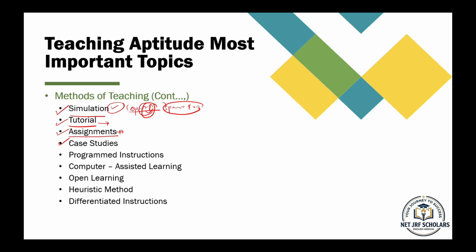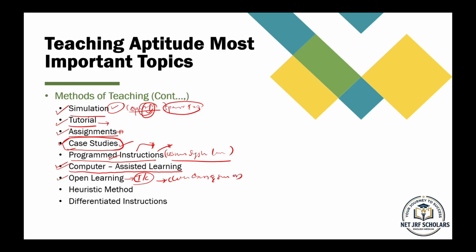That is called an assignment. Case study: how do we understand the situation or the context by looking at case studies? Programmed instruction is by using systems or computers. Based on your answers, the instructions are given to the candidates. That is called programmed instruction. And computer assisted, we learn things with the help of a computer. That is computer assisted. And what is open learning? There is no teacher and student relation; you explore and study from open sources.